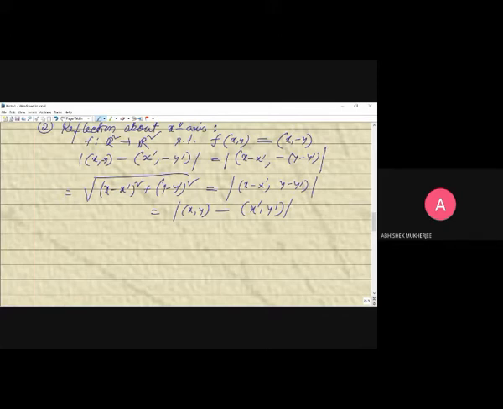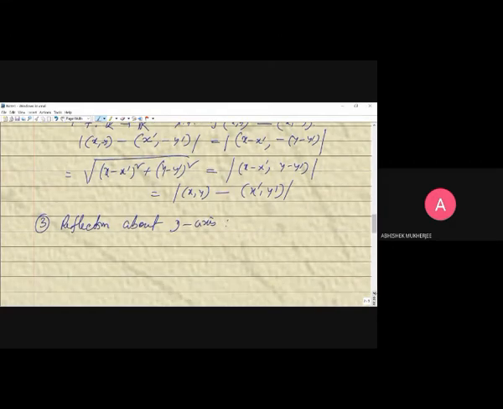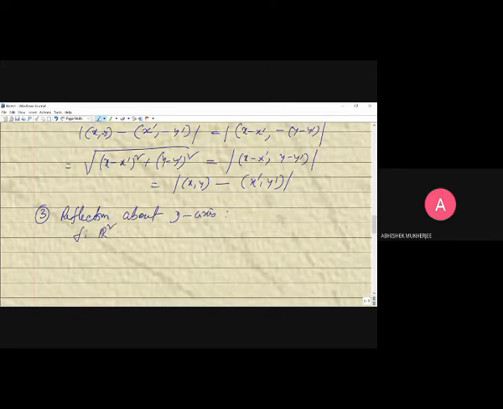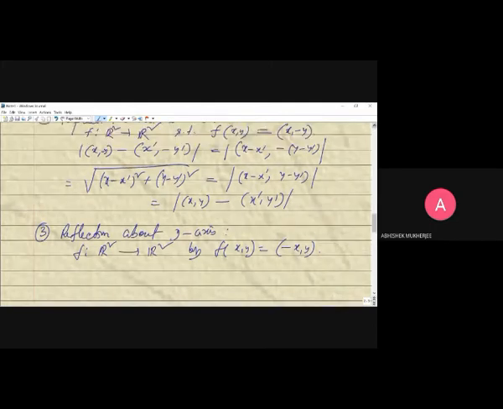Similarly, reflection about y-axis, that is again a map from R2 to R2 by the definition. So f of (x, y) goes to (minus x, y). So you can easily check that this is going to be an isometry of R2 in a similar fashion that we have done for this case.